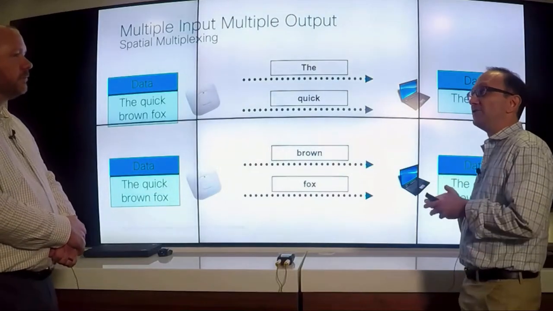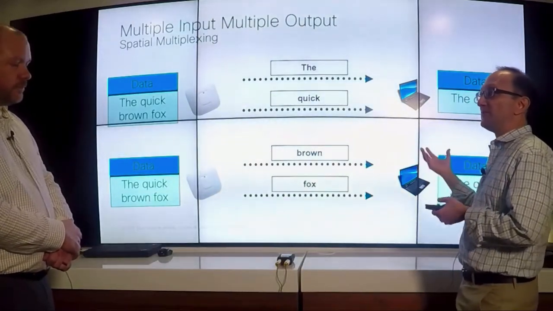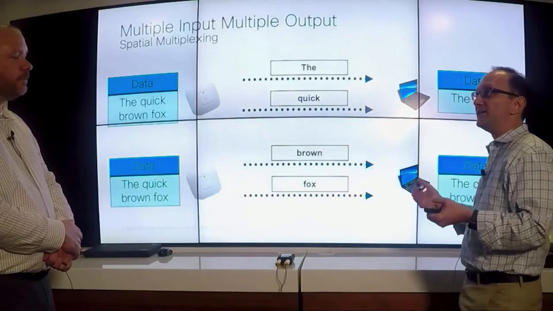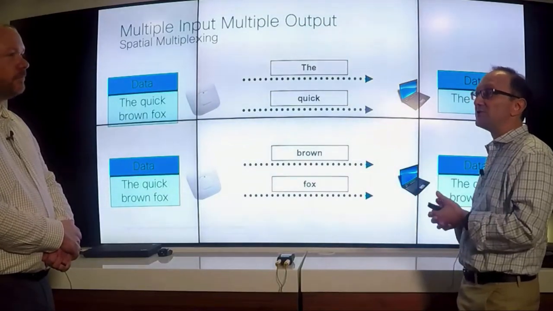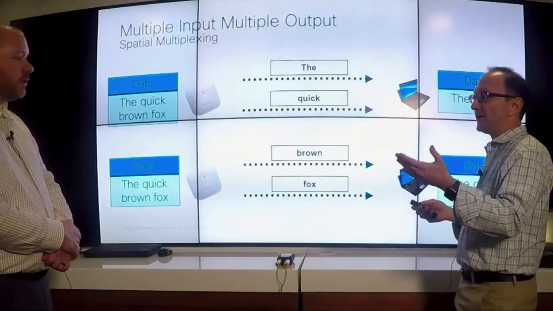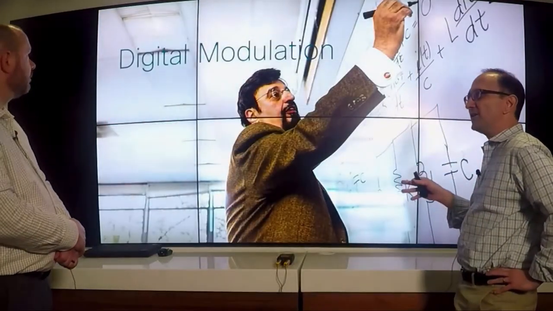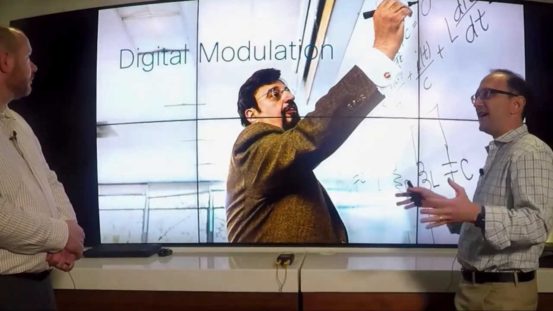So my iPhone only supports one spatial stream. It doesn't matter that you can support two or three. You're just going to talk to me at one spatial stream. Right? Okay. Good clue.